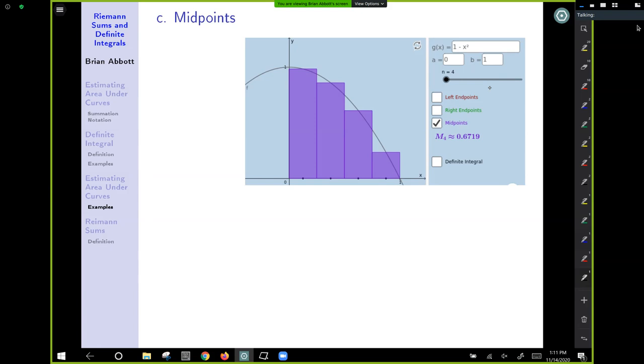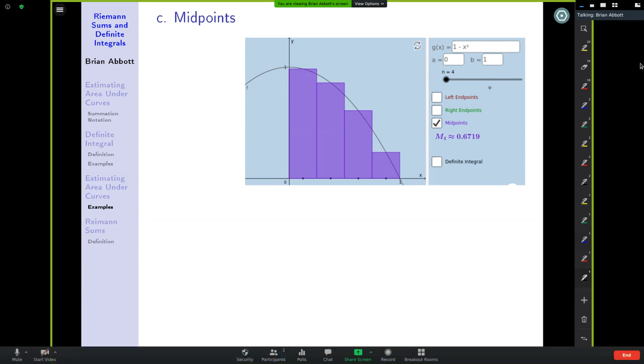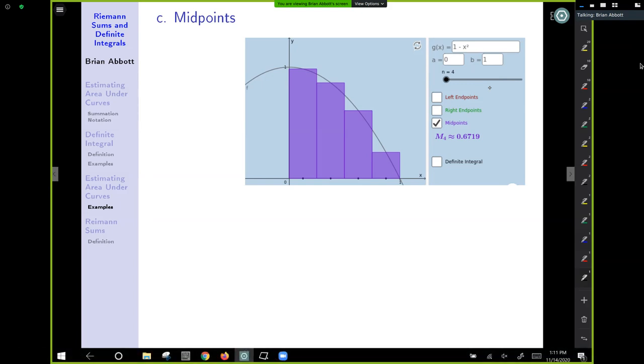So last but not least, we'll talk about the midpoint method here, and it's the same game. Just because we're taking midpoint here, we'll have to do a little bit of math, but the actual size here is still delta x equals 0.25. Every base is 0.25. So base times height equals area. Three things, and then we'll sum them all up. Four rectangles, each of them having a base of 0.25. And then now we need to figure out what are the numbers where that is going to be.